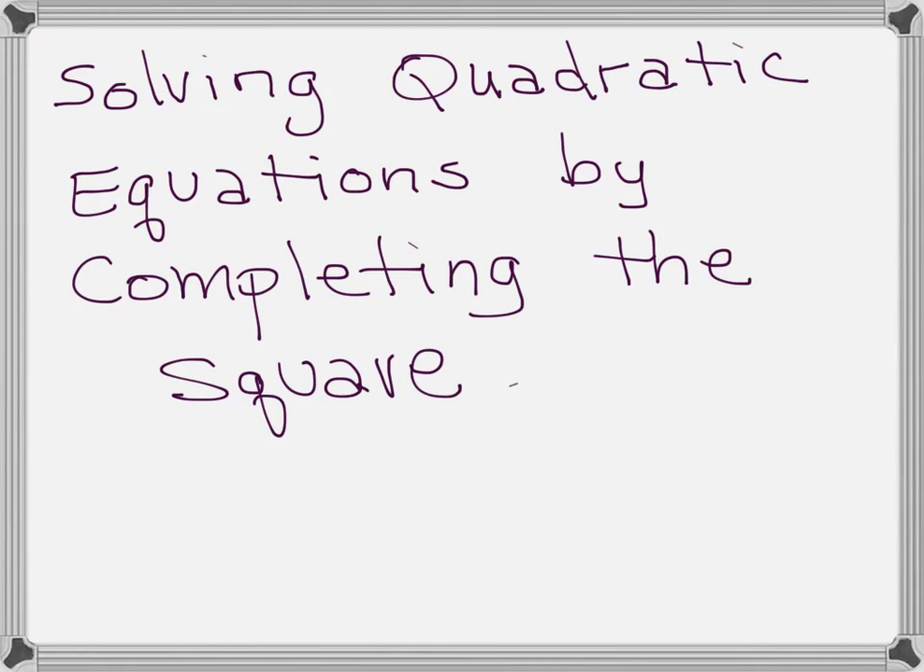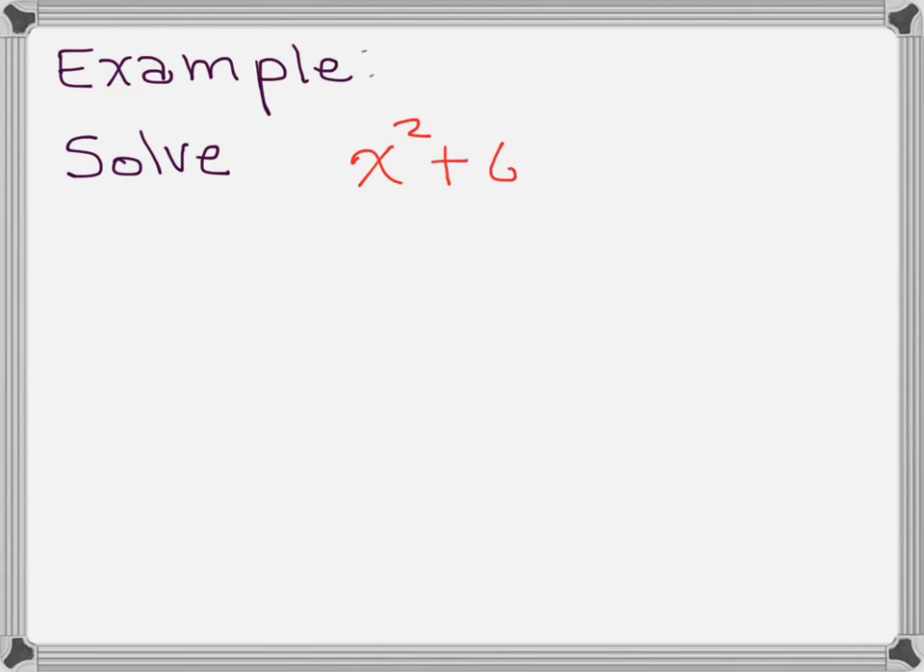Let's use our complete the square skills to solve some quadratic equations. Here's an example. We want to solve this quadratic equation by the method of completing the square. Notice that we don't have 0 on the right, but that's fine. Let's look at what we would need to complete the square.